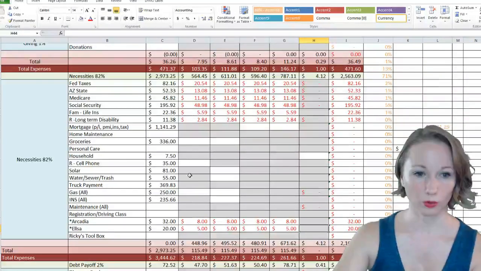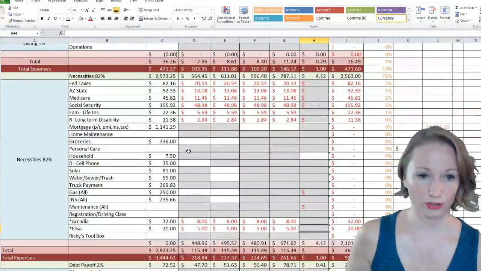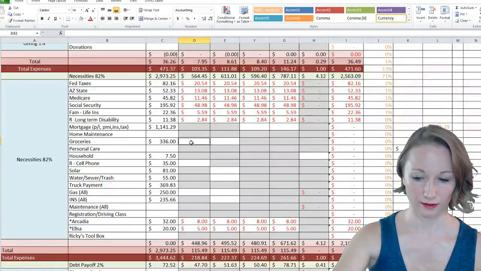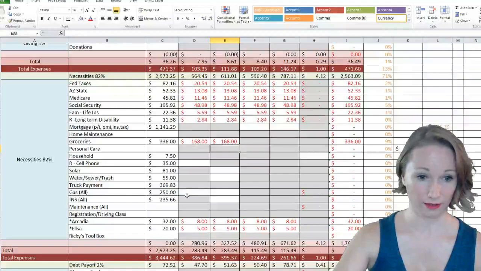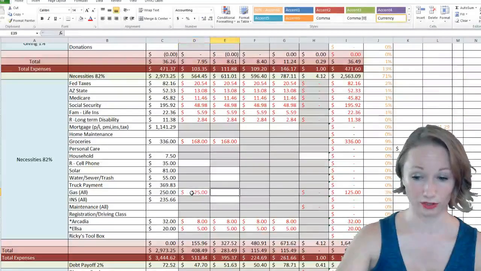Like I mentioned, we want to have as much of the grocery money and as much of the gas money as we can ahead of time. So we have about 448. We'll just divide them in half between the first 2 paychecks. We have 168 and 168 for groceries. And then this is going to be 125. And this, I might actually end up changing as well.